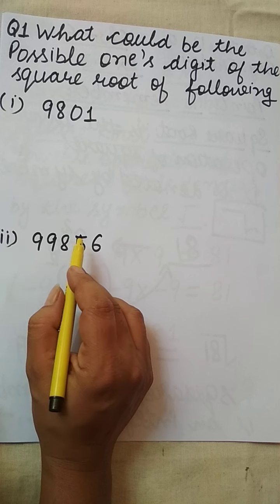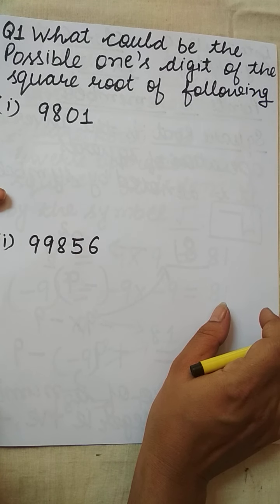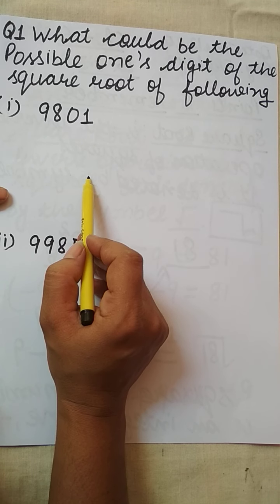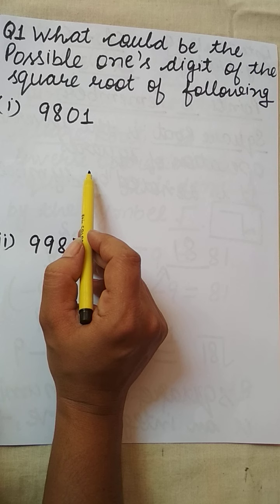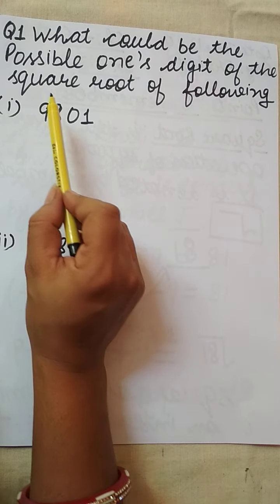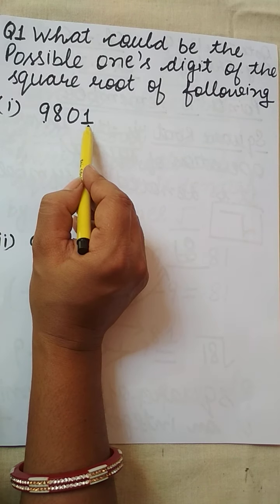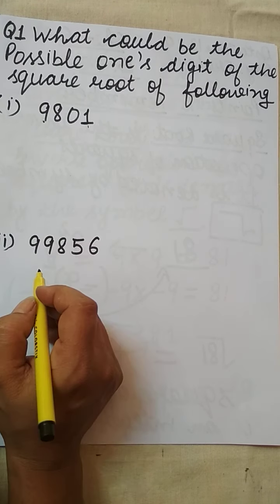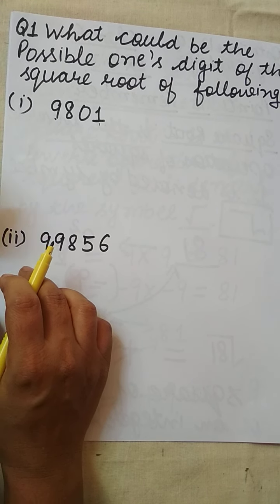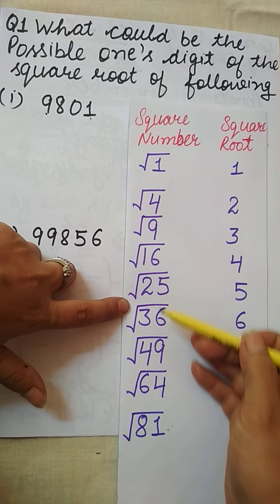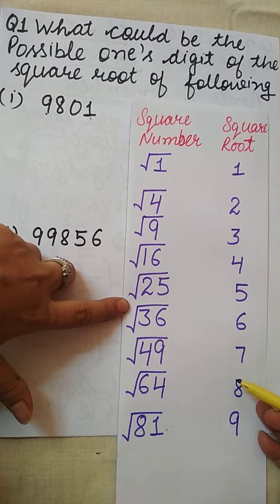Question number 1. Question number 1 is, what could be the possible ones digit of square root of the following number? Students, this topic we also did in case of square numbers. Now we want to find out the ones digit, that is unit digit. If I will take the square root of 9801. Now I have shown you the chart of square roots of the given numbers. Students, these are the square numbers and these are their square roots.